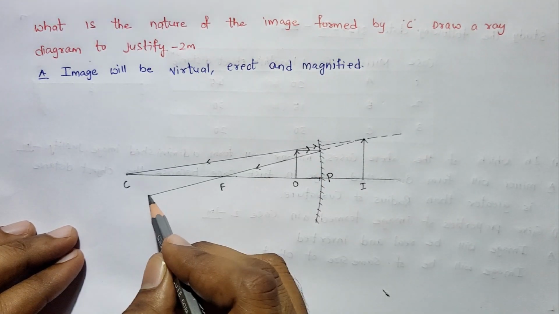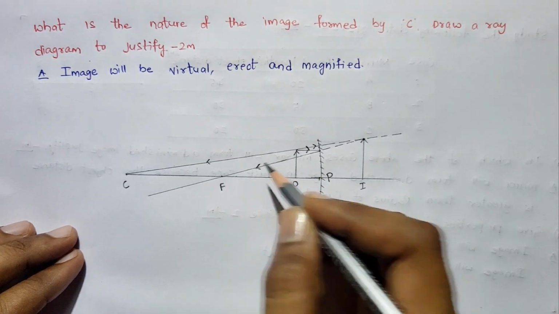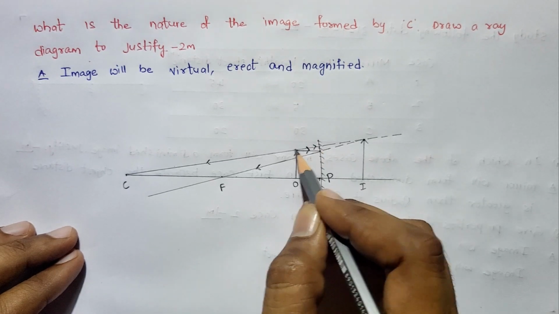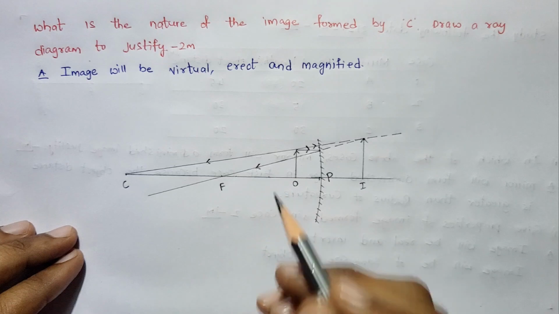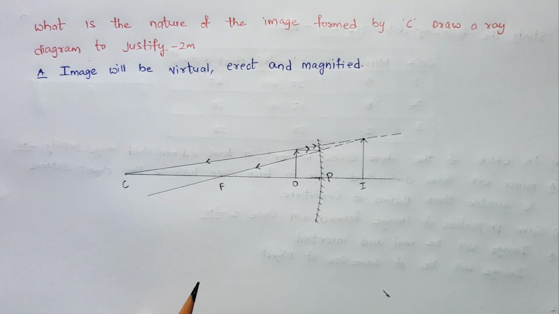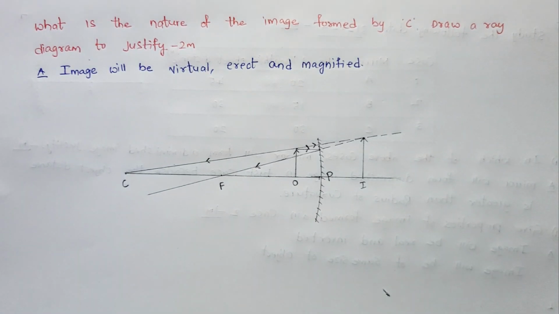From here to here, light ray is not changing direction, so 1 arrow mark is sufficient. From here to here, again not changing direction, so 1 arrow mark is sufficient. Again, it is reflected back, so 1 arrow mark. So 4 arrow marks are definitely required to represent the direction of light rays. So this is how we draw the ray diagrams.